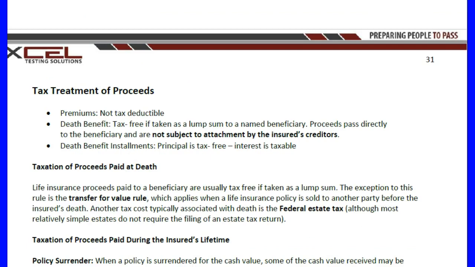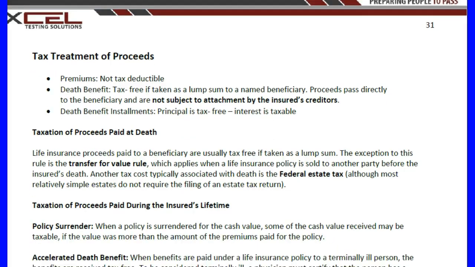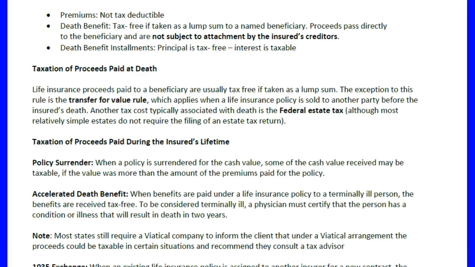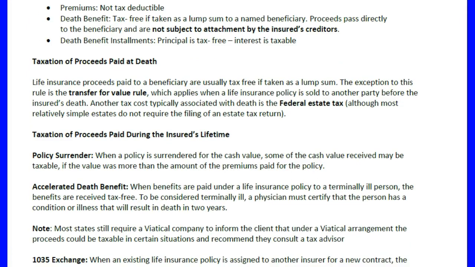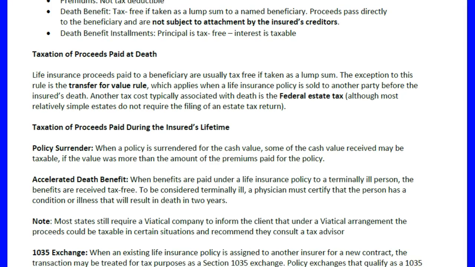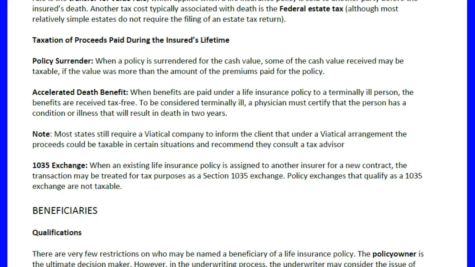Premiums, not tax deductible. Death benefit tax free. Accelerated death benefit is tax free, and for death benefit installments, the principal is tax free and the interest is taxable. Let's continue.